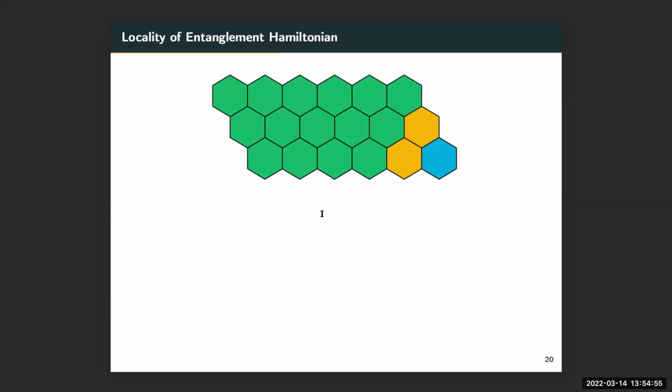So, the locality of entanglement. Let's imagine, again, assuming that the sizes of the individual cells here are large compared to the correlation lengths, and suppose this area law holds. Let's say we choose region A to be green, region B to be the yellow one, and region C to be the blue one. By the same argument that I gave you a few slides ago, you can probably convince yourself that the entanglement entropy should satisfy a certain identity.